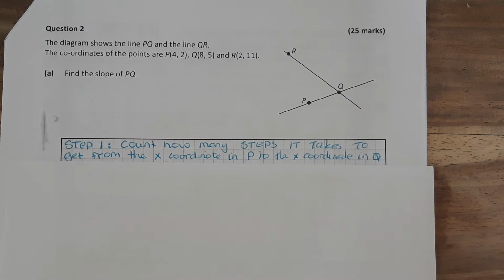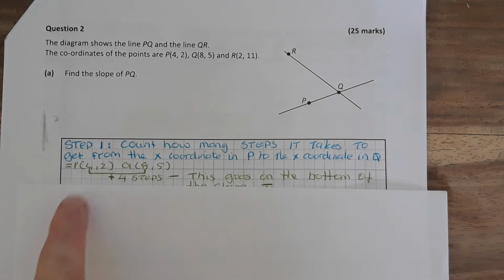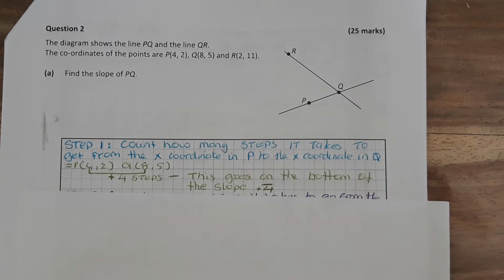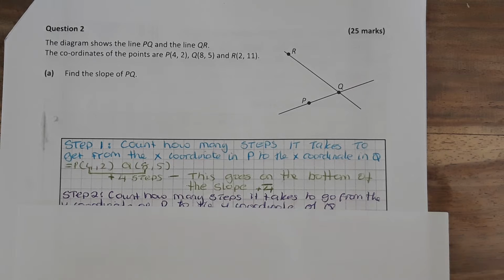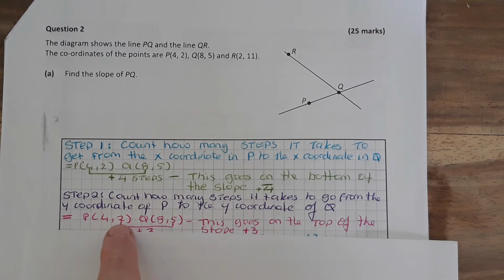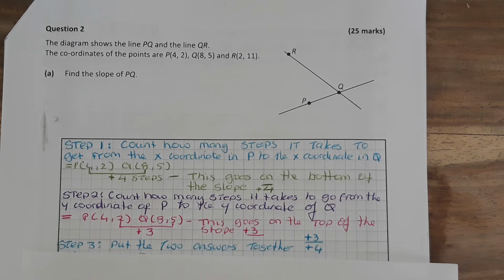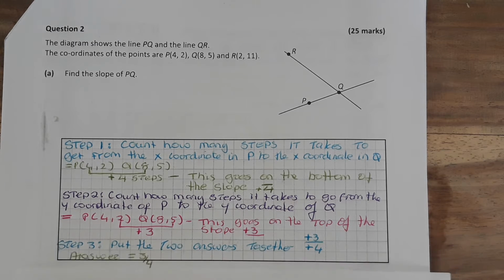So count how many steps it takes to get from the x coordinate in P to the x coordinate in Q. So P is 4, 2, Q is 8, 5. So it's plus 4 steps from 4 to 8, and this goes on the bottom of the slope. Then count how many steps it takes to go from the y coordinate of P to the y coordinate of Q. So that's from 2 to 5. It's 3 steps. This goes on the top of the slope. So put the two answers together, plus 3 over plus 4, and your slope is 3 over 4.